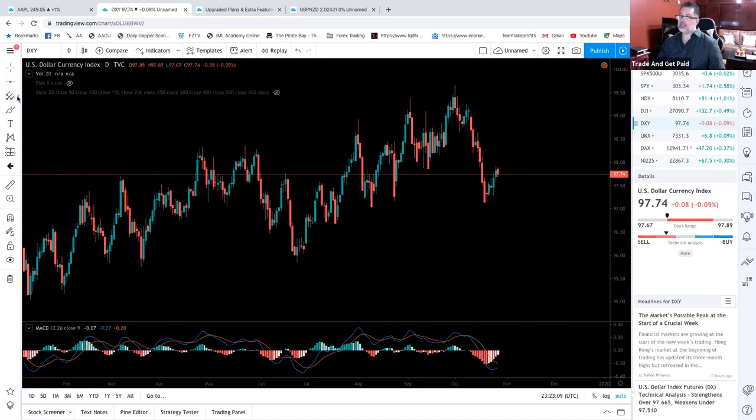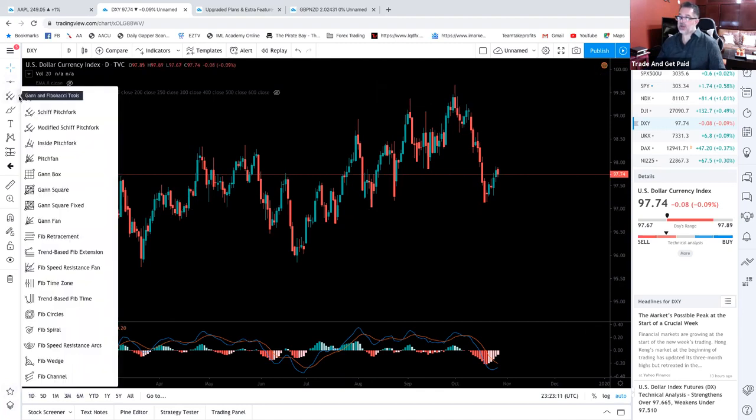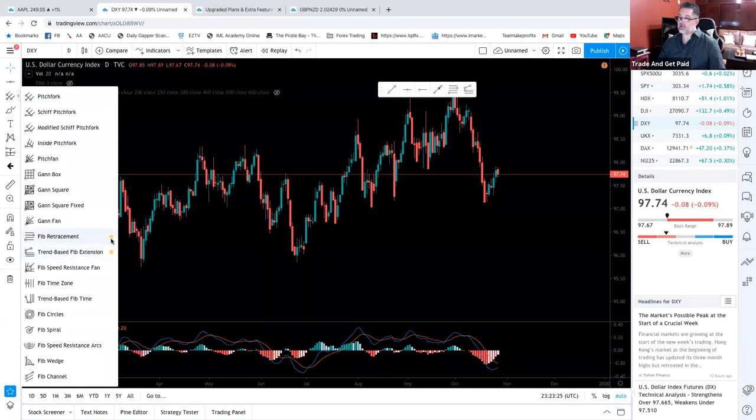Okay, the next one is our Fibonacci. This is what we use on this one: the Fibonacci retracement and the trend-based fib extension, okay? As you can tell, every time that I click over here, it adds to my favorites toolbar, all right? It makes it faster for me to find them, all right?